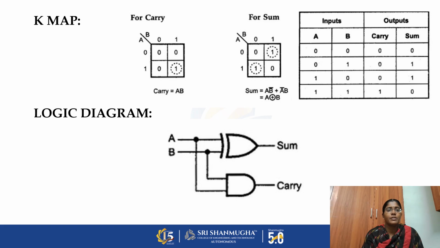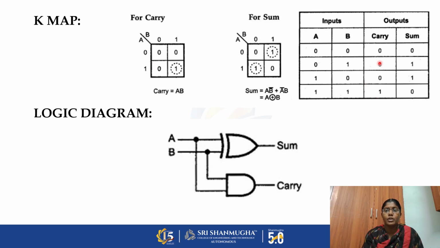Next, we need to draw the K map for carry and sum, in order to write the Boolean expression. For carry, first we need to write the K map. This is a two variable K map. We have only two variables as input, so you will have only A, B. For a two variable K map, we get 2 power n, which is equal to 4 boxes.